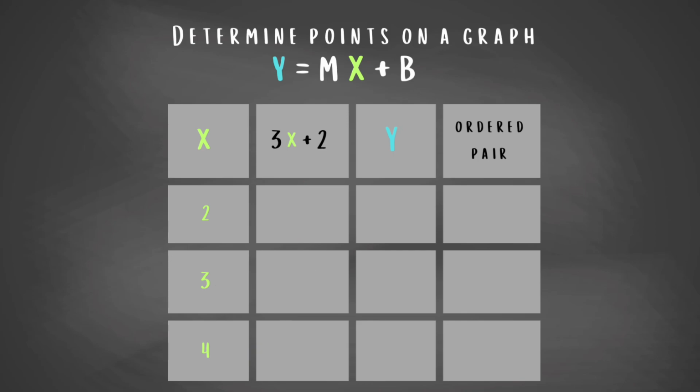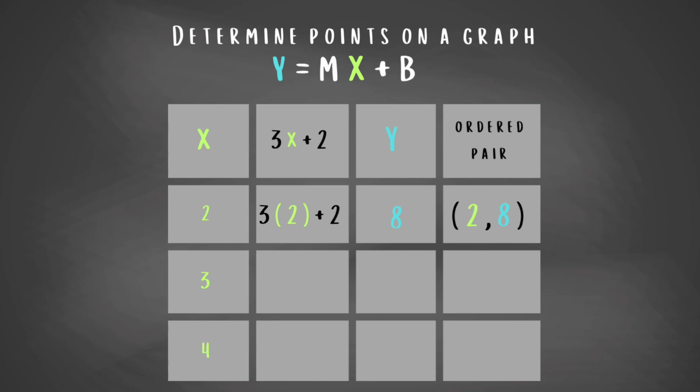So for our first row, we are going to replace the x in 3x plus 2 with the given x value of 2. And we are going to get 3 times 2 plus 2. Now we are going to solve our function. So 3 times 2 is 6. Plus 2 is 8. So our y value is going to be 8. And our ordered pair is going to be 2, 8.